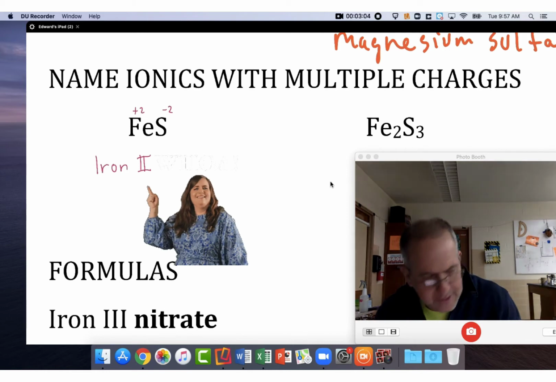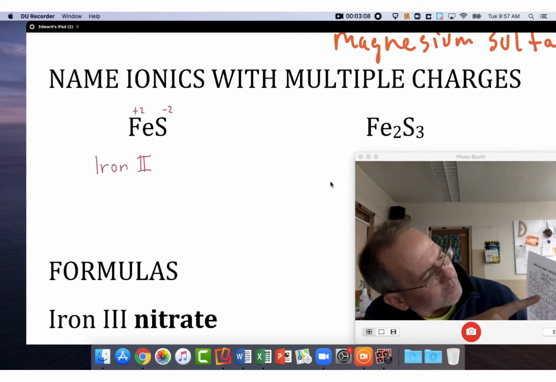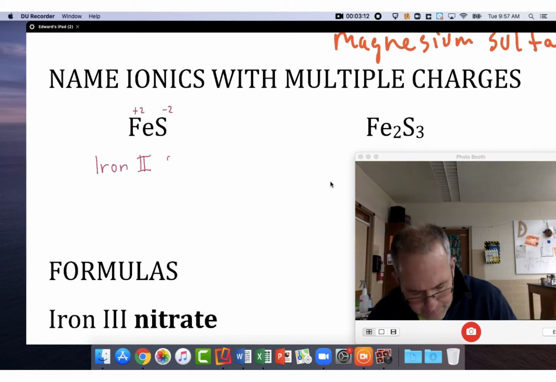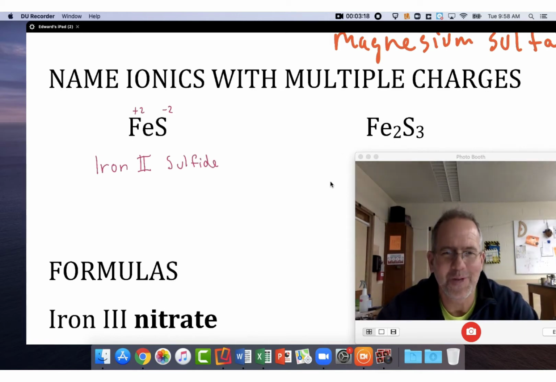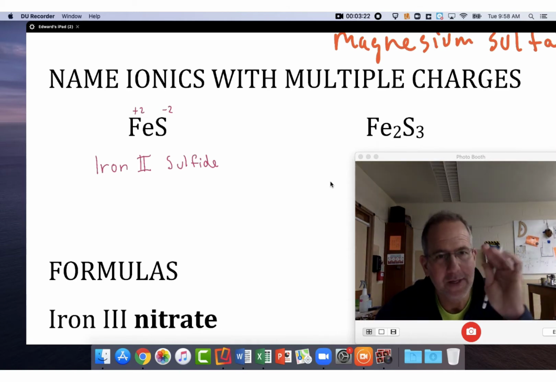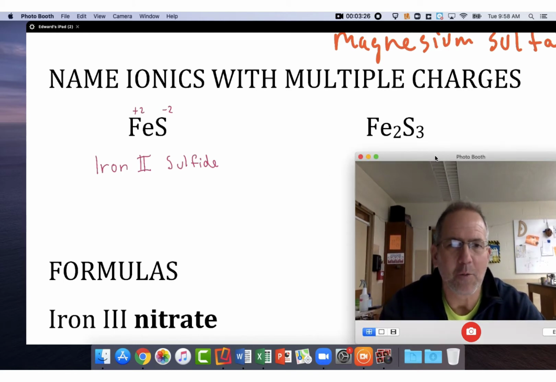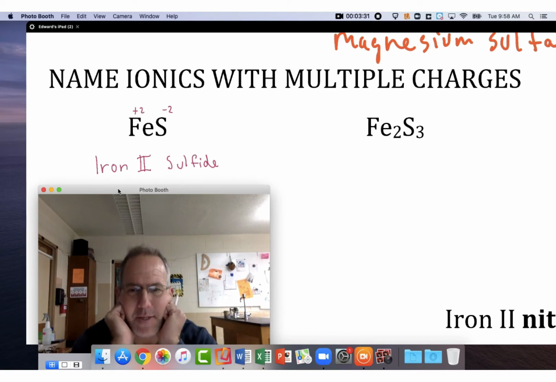And that last thing, S, look on that chart, find S, it's right there under oxygen, sulfide. Okay, so iron 2 sulfide. I know, this is the hardest part of this whole section. There's not going to be very many of them. Now what I'm going to do is I'm going to go right back with the same exact elements in a formula.